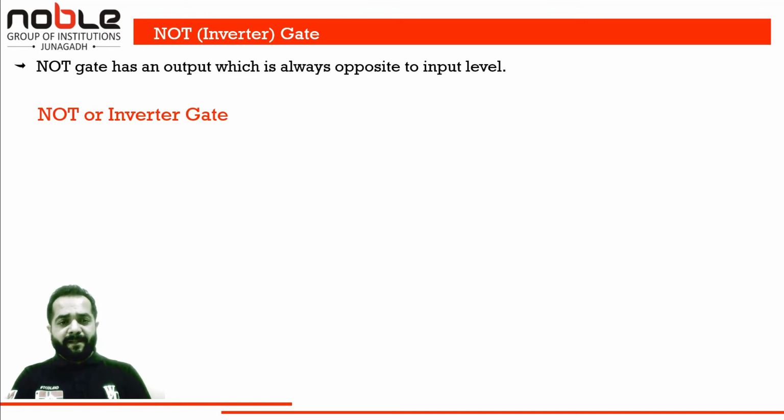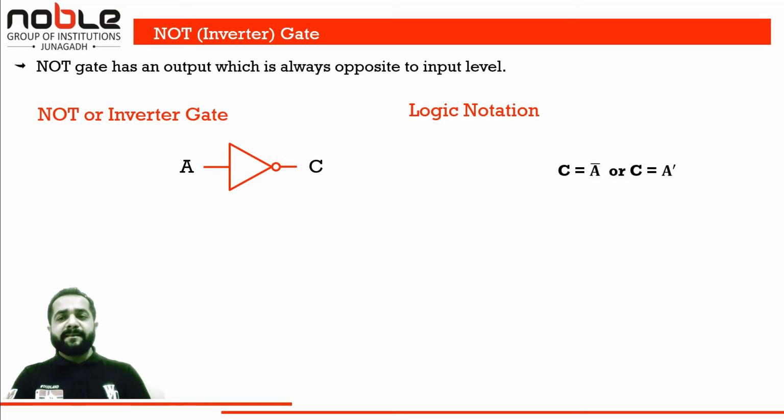NOT or inverter gate. The symbolic representation of the NOT or inverter gate is shown here. It has only one input lead and the output is one. Suppose the input is A and the output is C. The Boolean algebra or logical notation of the NOT gate is C equals A bar, or C equals A dash.